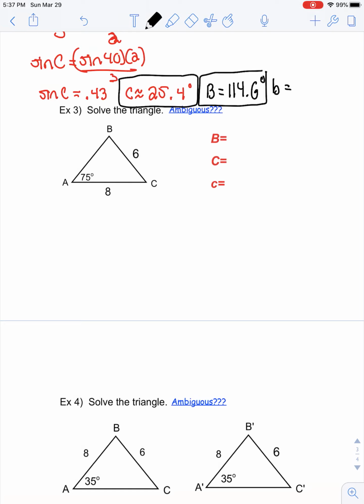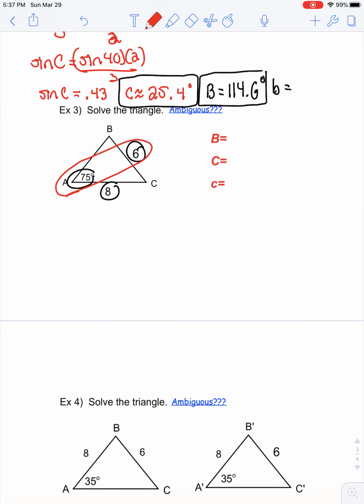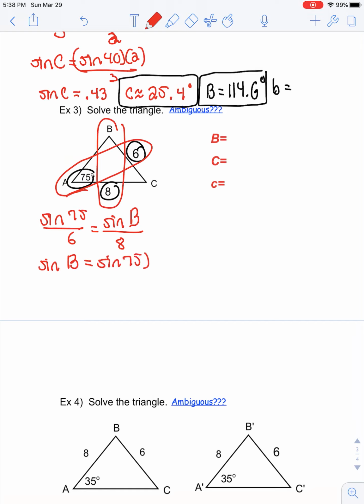Okay, case 3. Case 3 is another ambiguous case. We have two sides and a non-included angle. So we'll start by writing the ratio comparing the two known pieces of information, sine of 75 over 6. Then we'll write our second ratio, sine of B over 8. To solve for sine of B, we're going to do sine of 75 times 8 divided by 6.